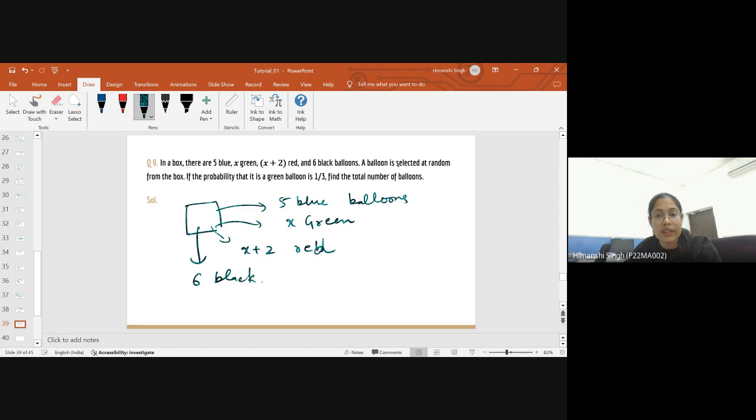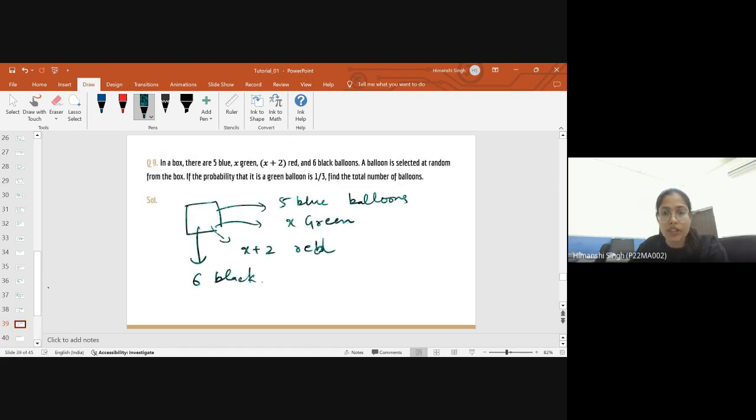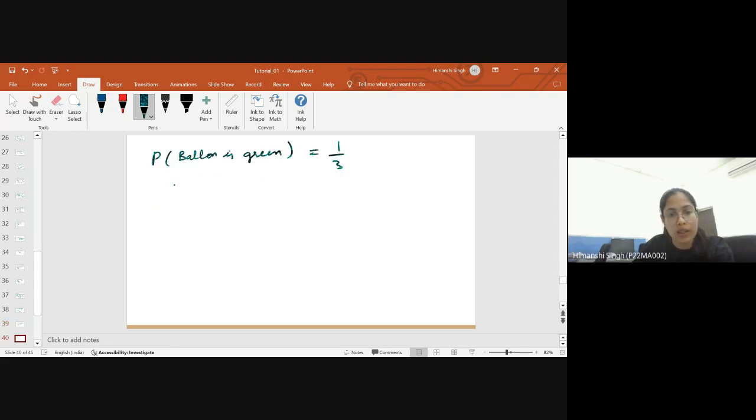So a balloon is selected at random from the box. So one balloon is selected. The probability that it is a green balloon is 1 by 3. So what is given is that the probability that the balloon is green is 1 by 3. Okay, so we have this probability. Find the total number of balloons. So what is the total number of balloons? We need to find it.